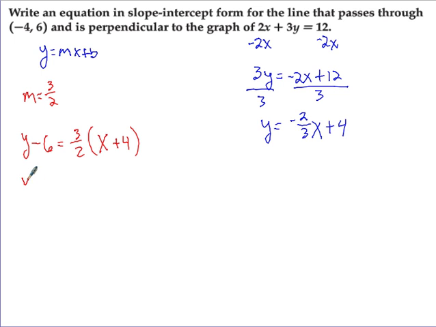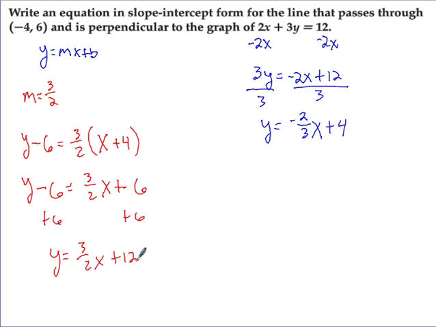And then just solve for y. Y minus 6 equals 3/2 x plus 6. Add 6 to both sides, and y equals 3/2 x plus 12.